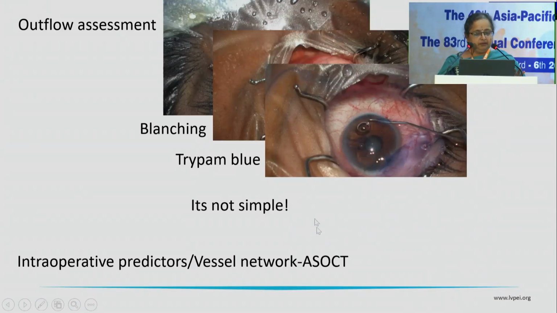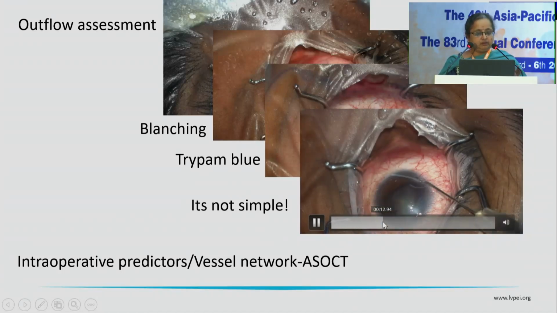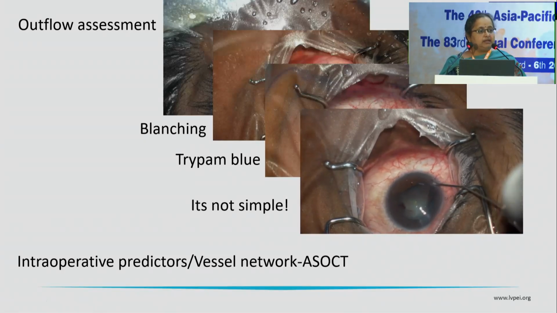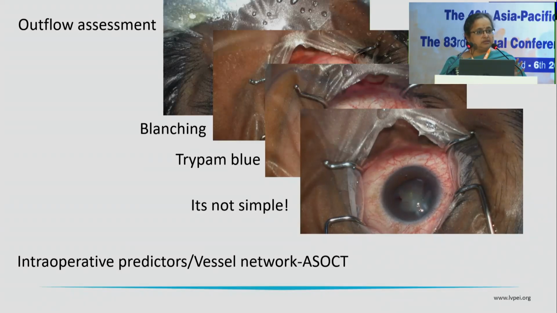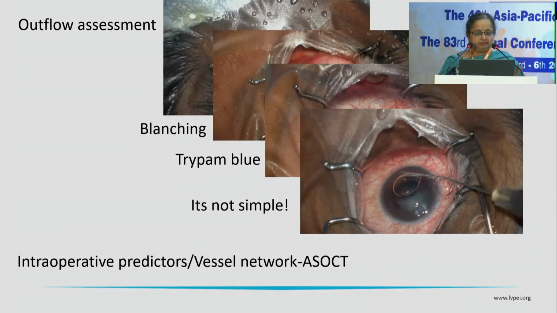It's not simple. The variations from individual to individual are so huge that you cannot generalize to come to an algorithm. What we could find out is that if you see more than 2 or 3 quadrants of blanching or trypan blue staining, you know that the patient may be free of medications. But if you see it in fewer quadrants, possibly this patient is going to require medications or is going to fail. That's all you can have.